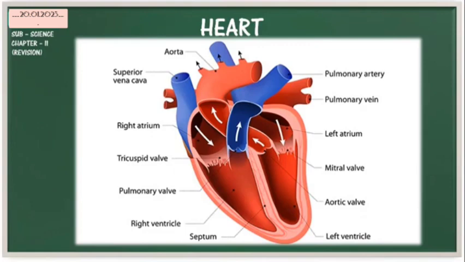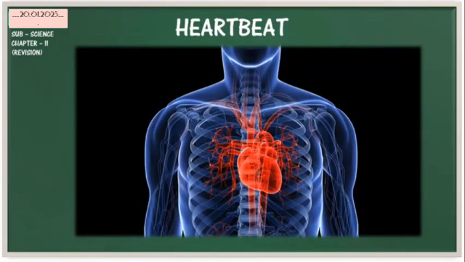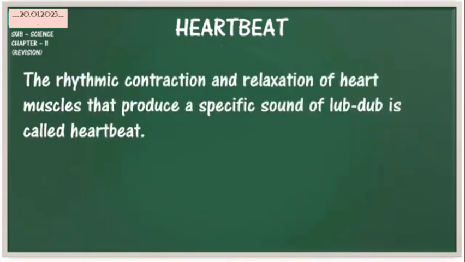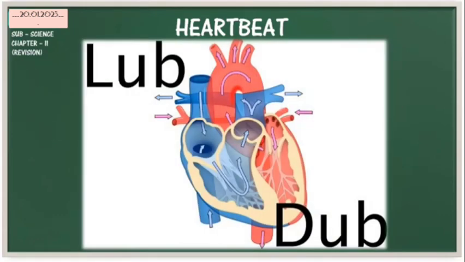If the oxygenated and deoxygenated blood were to mix with each other, the body cells would not be able to get enough oxygen for respiration, due to which less energy would be released in the body. Heartbeat. The rhythmic contraction and relaxation of heart muscles that produce a specific sound of lub-dub is called heartbeat. If you place your hand on the left side of your chest, you can feel your heartbeat.